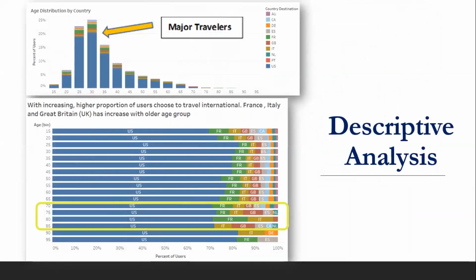This is the age distribution, and as we can see, most of the travelers belong to the age of 25 to 35 years. However, it has also been observed that with increasing age, a higher proportion of travelers choose international travel. If you see the below chart, I've marked it over there. The age between 70 to 85, they have a higher preference to go to France and Italy. It's not with respect to US, but with respect to the other age classes.